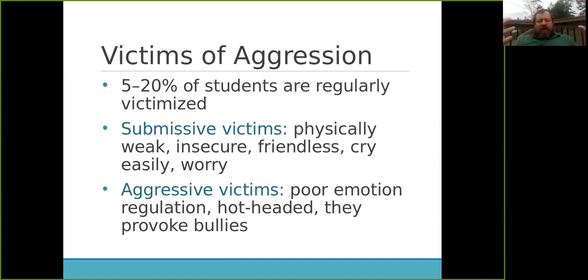They cry easily. They have more anxiety and worry. And bullies select those children out as potential targets, as victims, because of what the bully perceives as weakness. There are also aggressive victims of bullying. These are children who have poor emotion regulation. They're quick to jump off the handle and they provoke the bullies. In this case, the aggressive victim, what you see is a younger child who is bullied by an older child.